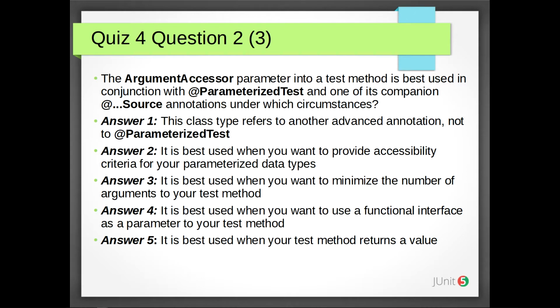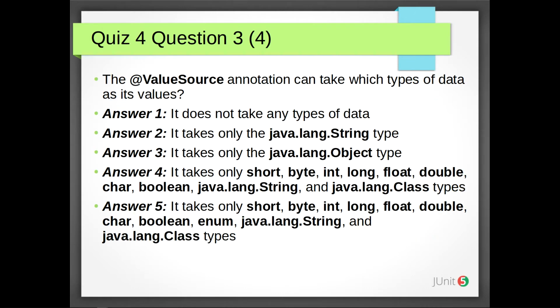The correct answer is 3. It is best used when you want to minimize the number of arguments to a test method. And it's just an aggregator of these arguments. So instead of 50 arguments, you have one parameter argument of ArgumentsAccessor type. Next is quiz 4, question 3.